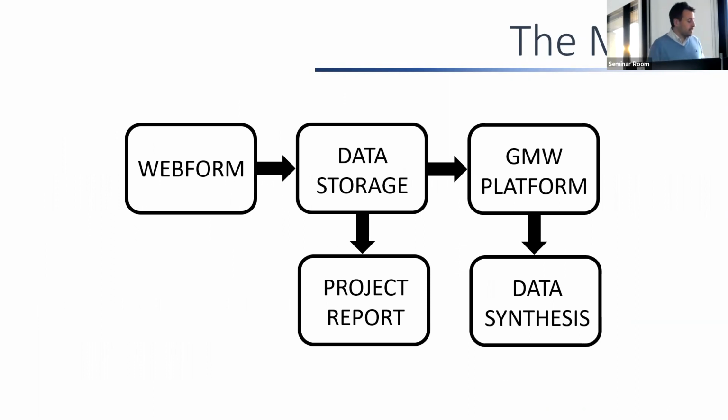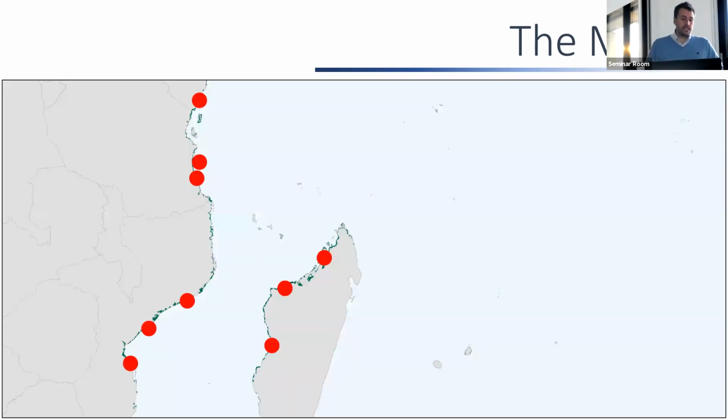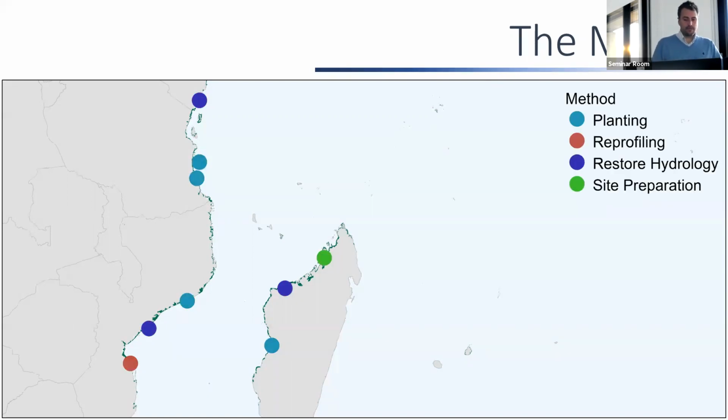Then this is going to be linked to the GMW platform in order to display this data. And we envisage it just being a selection of points around the coast where restoration projects have taken place. But if you're interested in planning a project, you'll be able to filter projects that have similar methodologies, similar aims, and so forth. So, for example, if you want to restore hydrology, you can look at the 3 projects that really relate to what you're doing.